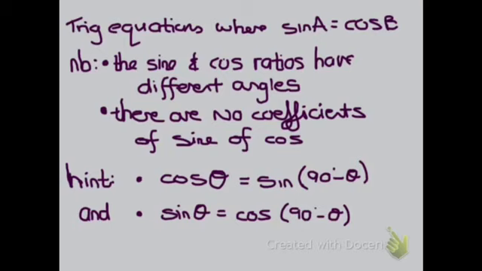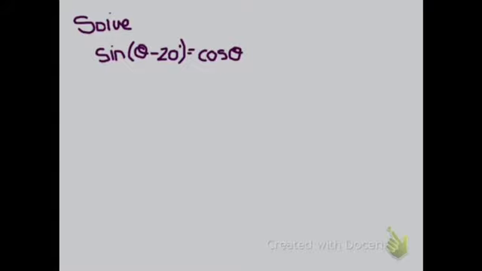Important hints to remember here. Cos theta is equal to sine 90 minus theta. Remember that from reduction formulae. Those are co-ratios of complementary angles. And in the same way, sine theta equals cos 90 minus theta. So very, very important to remember those two things. Otherwise, you're going nowhere. Okay, so let's look at our first example.